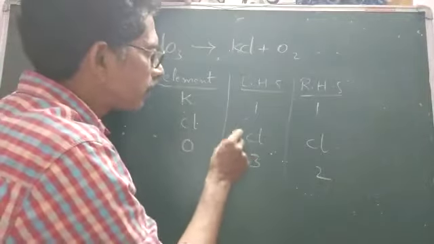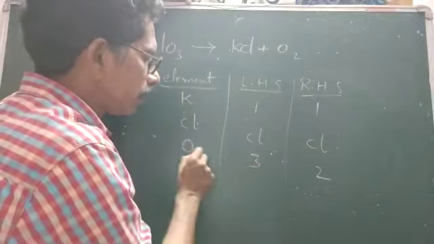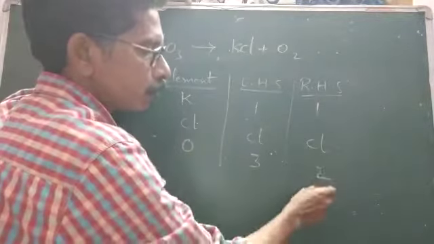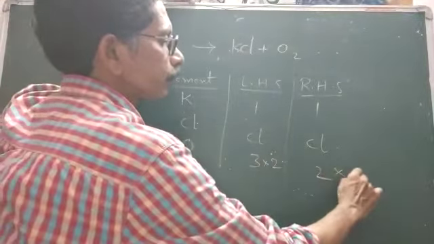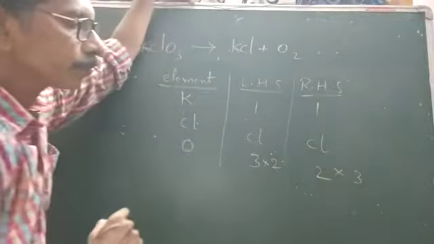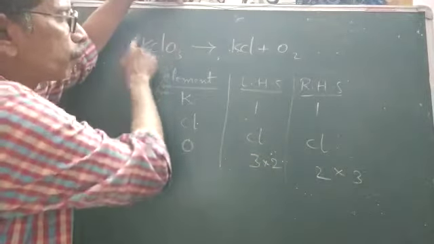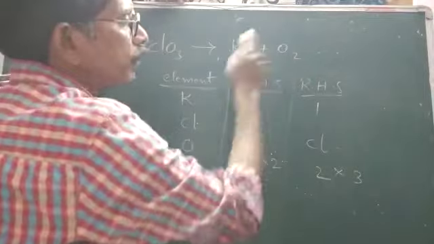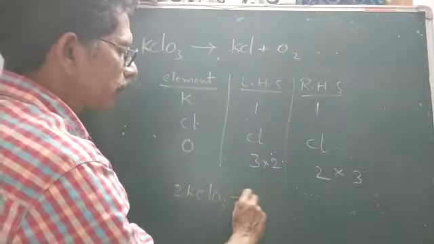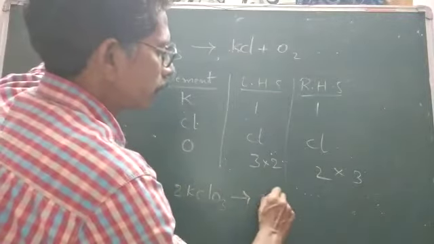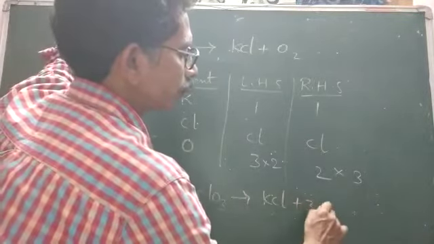Okay. So to balance it, here only the oxygen atoms should be balanced. Here left hand side 3 atoms are there, right hand side 2 atoms are there. To make it balance, 2 and 3. Okay, write 2 before potassium chlorate and 3 before O2, and we will get the same. Write it. So 2KClO3 gives rise to KCl plus 3O2.